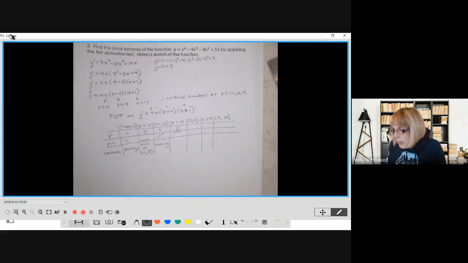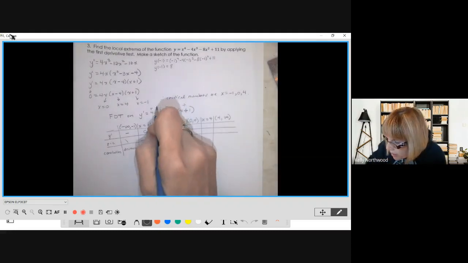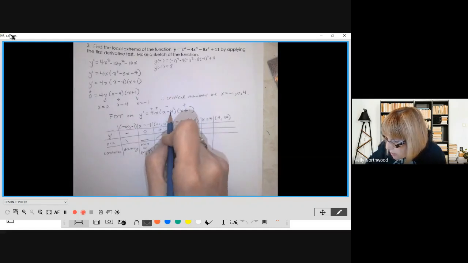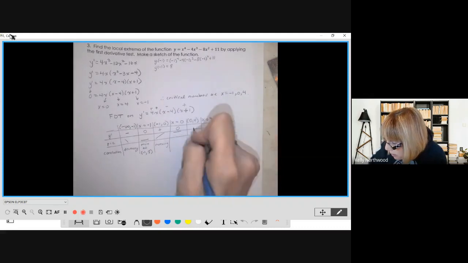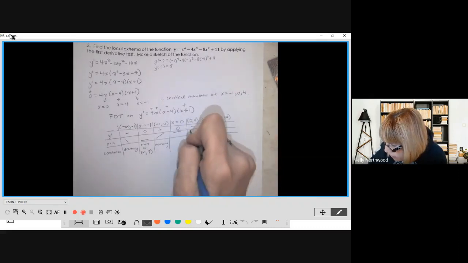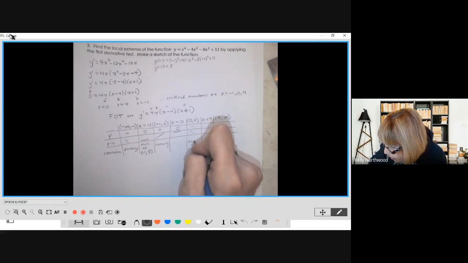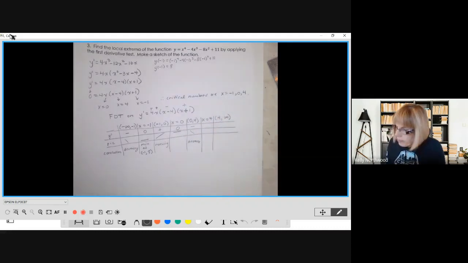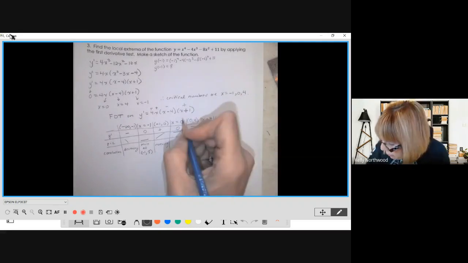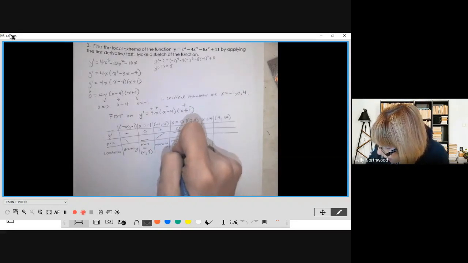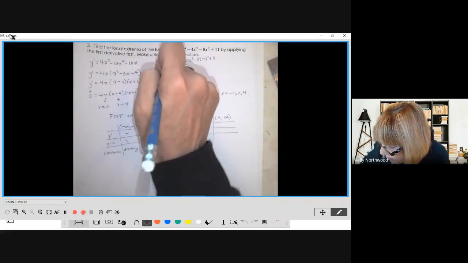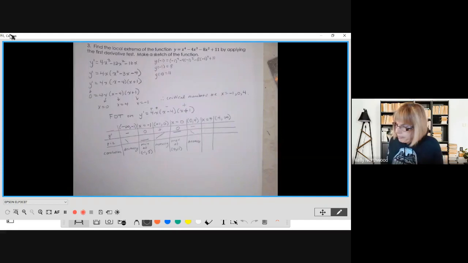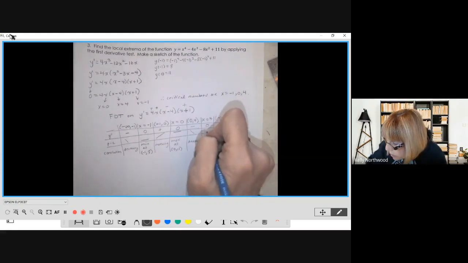From 0 to 4, I could pick a number like 1. So that changes x to being positive now. This is still negative, and this is still positive. So overall, my derivative is going to be negative. We're decreasing over that interval, which means we're going to have a max at 0 and 11, because it's really easy to sub 0 in. And then if we set 4 in, we'll get a horizontal tangent.